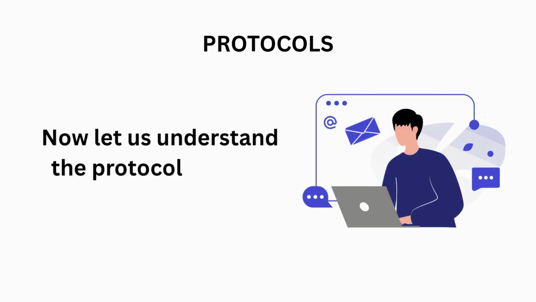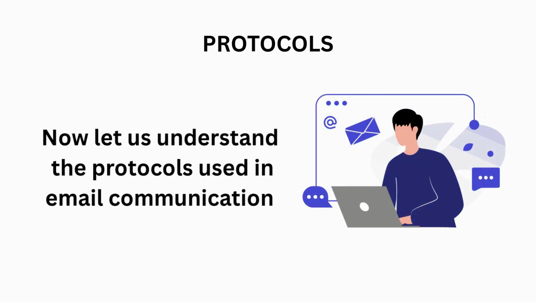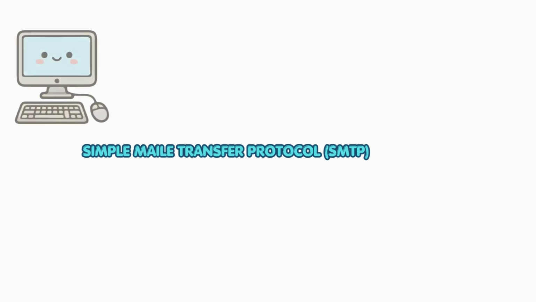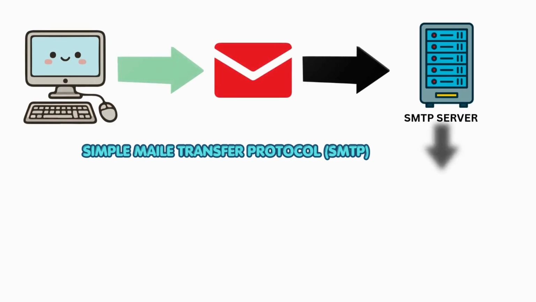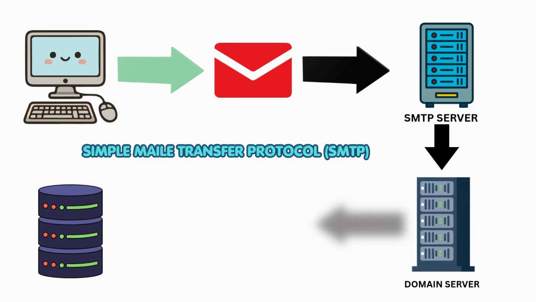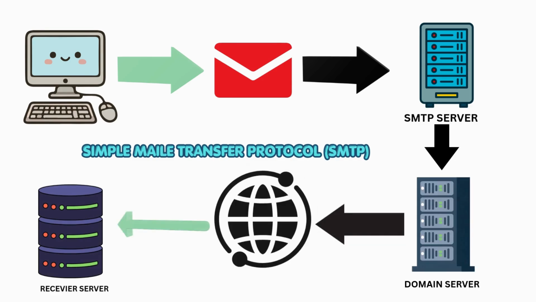Now let us understand the protocols used in email communication. SMTP, for sending. The first protocol is SMTP, which stands for Simple Mail Transfer Protocol. It is used to send email from the sender to the mail server and between mail servers. SMTP is a push protocol, which means it pushes the message from sender to receiver. It works over TCP, usually on port 25.